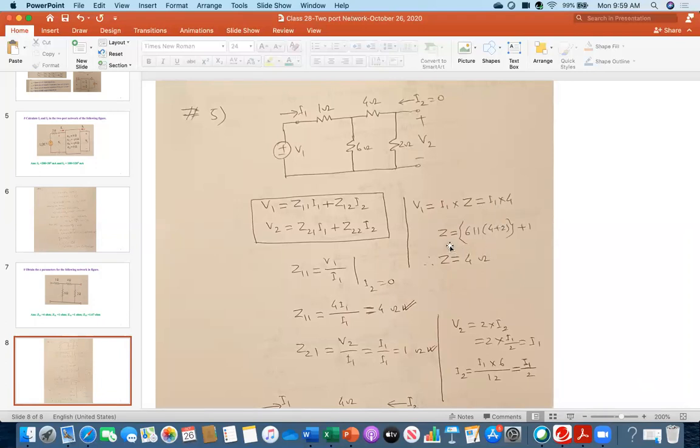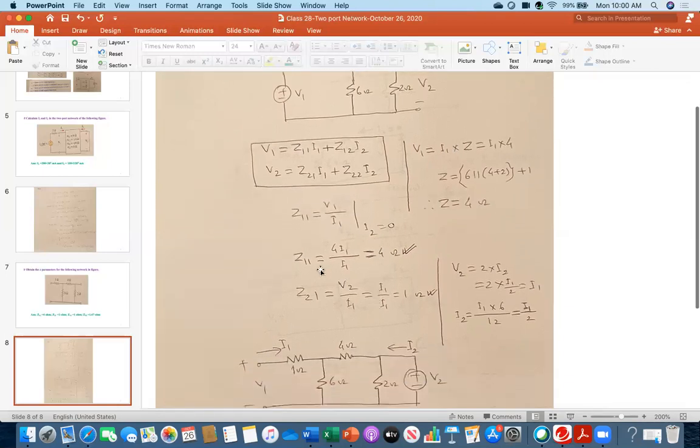And then here I am showing the calculation of Z. So you see, this 4 and 2 are in series. So 4 plus 2 is 6. That is in parallel with this 6. And that combination is in series with 1. So that's why I have written 6 parallel with (4 plus 2), and that result is in series with 1 ohm. So from here I got 4 ohm. This means my V1 is 4 I1.